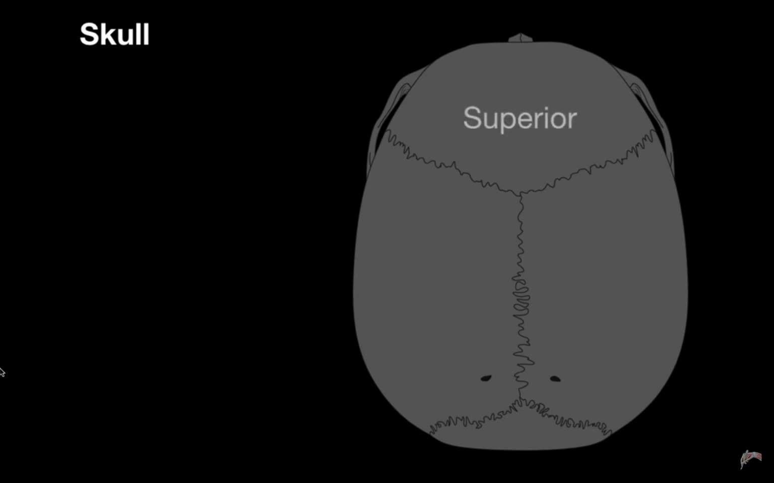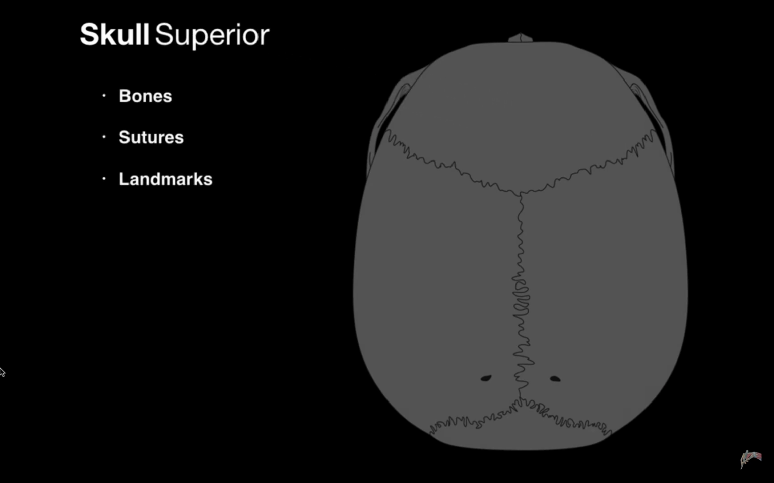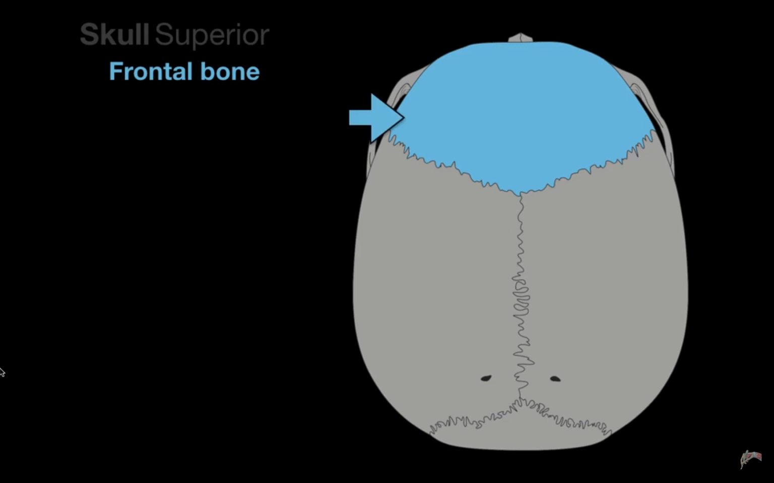And now let's talk about the skull from a superior view and start with bones. The frontal bone forming the forehead in blue, the parietal bones in green forming the major wall of the cranium, and the occipital bone in purple forming the back.